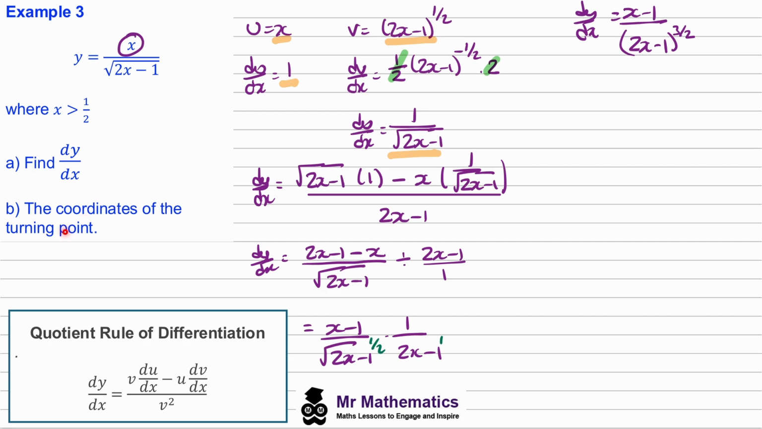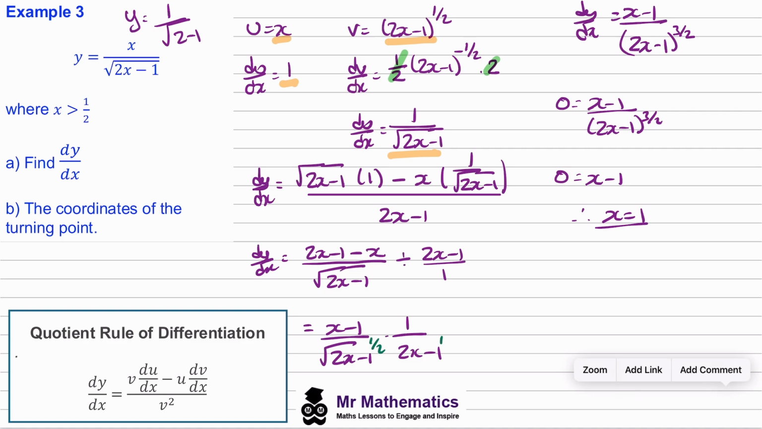We can find the coordinates of a turning point when we set dy by dx equal to 0. And this is convenient because when we move this denominator to the left-hand side, we multiply it by 0 and it goes. So 0 will equal x minus 1. So therefore, x must equal 1. And then to work out the y value, we'll substitute 1 into here. So y will equal 1 over the square root of 2 minus 1, which is just 1. So x equals 1 and y equals 1. Okay?